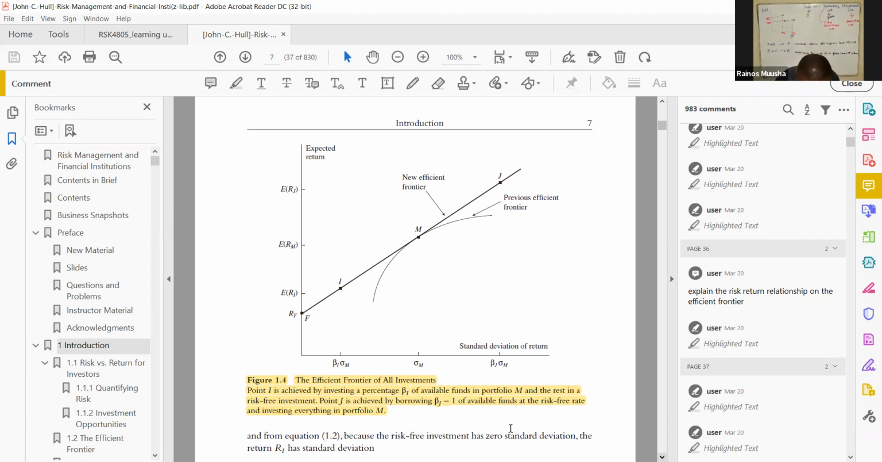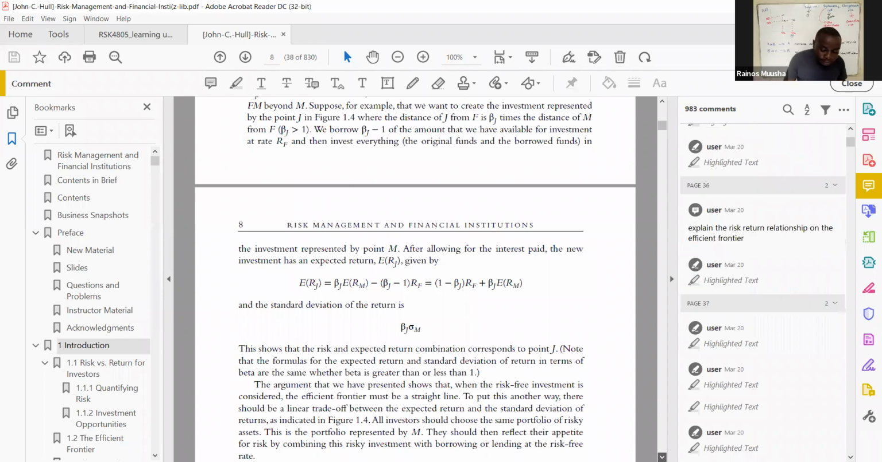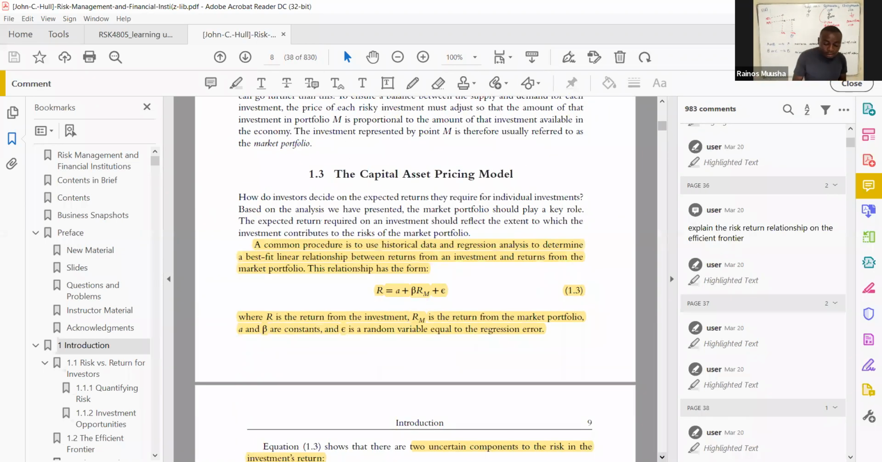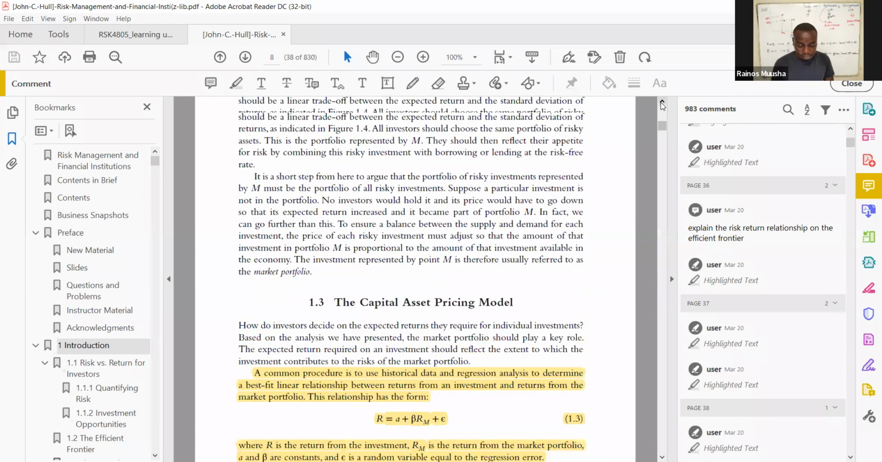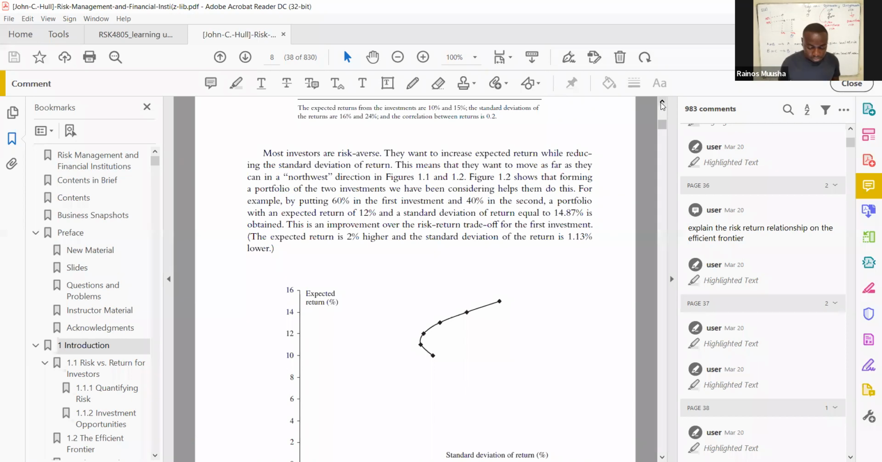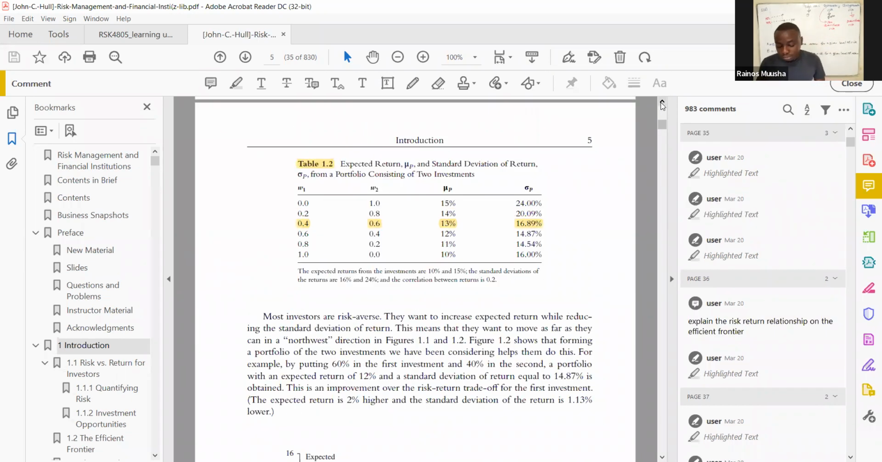So the main idea behind the efficient frontier is that you want to be able to maximize the return for a given level of risk, and you want to be able to minimize the risk for a given level of return. Any questions on what we've done so far?